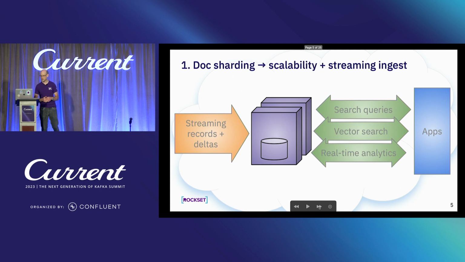So if we can solve this challenge of small read IOs, then this has cascading benefits for the rest of the system. So we'll go back and say, okay, if we're looking to get scalability with sharding, we can revise that statement and say we'll use doc sharding, and that gives us scalability and the ability to do efficient streaming ingest with these more complicated index types.